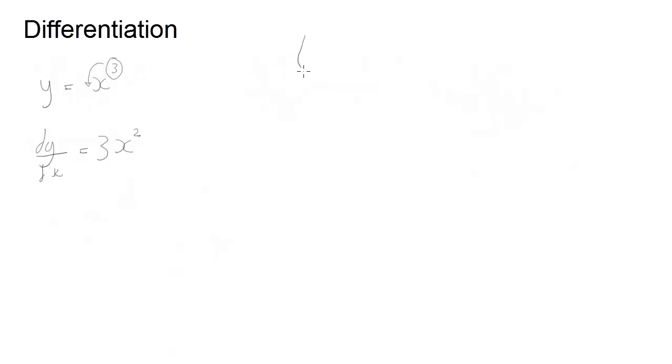Not too scary. So what about if there's a number in front of the x cubed, the x squared, the x to the power 4, whatever. So let's say we've got y equals 4x to the power of 3. Now we need to differentiate this. So how do we do that? Well, same as before pretty much.